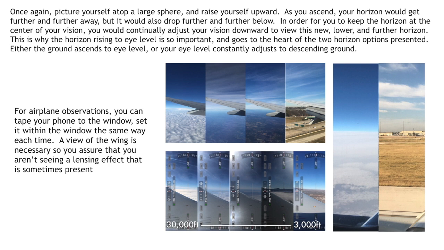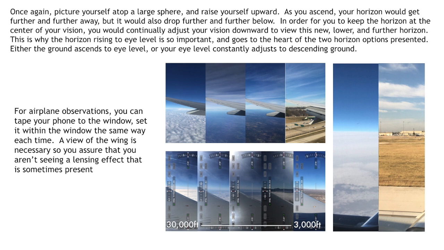So again, just picture yourself atop a large sphere and raise yourself upward. As you ascend, your horizon would get further and further away, but it would also drop further and further below you. In order for you to keep the horizon at the center point of your vision, you would continually adjust your vision downward to view this new lower and further horizon. This is why the horizon rising to eye level is so important and goes to the heart of the two horizon options presented. Either the ground ascends to eye level or your eye level constantly adjusts to descending ground.